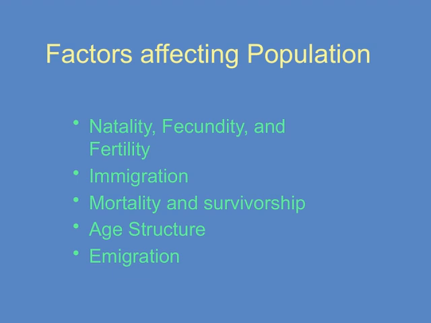Mortality and survivorship are also key factors. Mortality rates reflect the number of deaths in a population, and survivorship indicates the likelihood of individuals surviving through different age stages. Together, they influence the population's age structure and longevity. Speaking of age structure, it's essentially the distribution of different age groups within a population. This distribution affects future growth prospects and economic development.